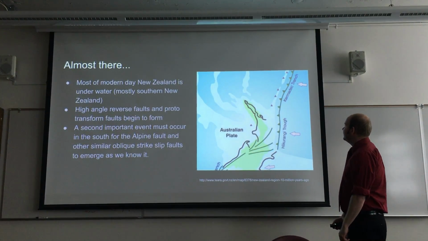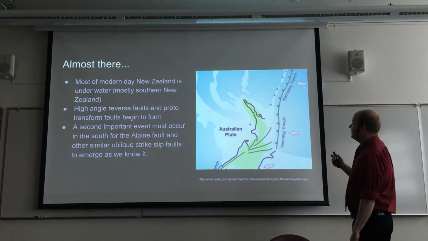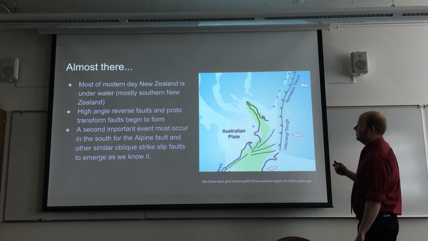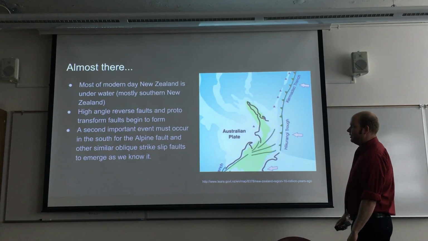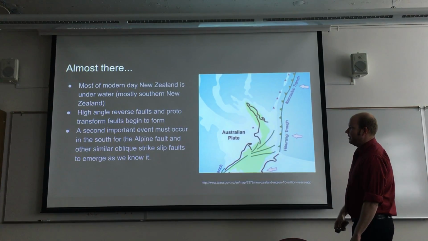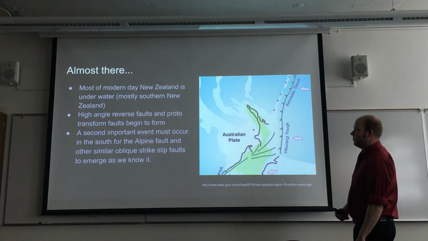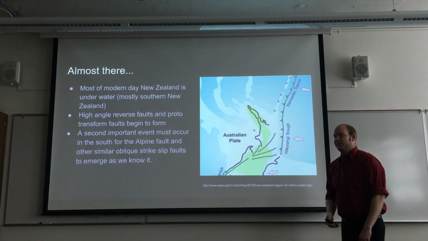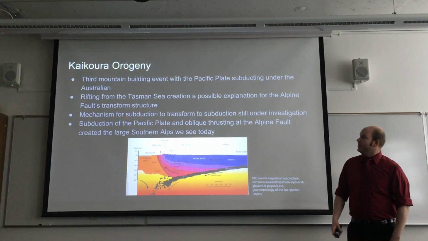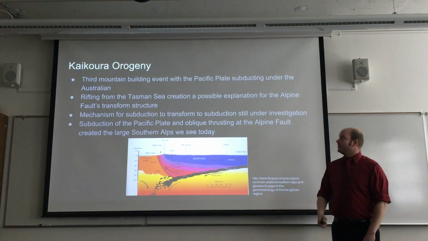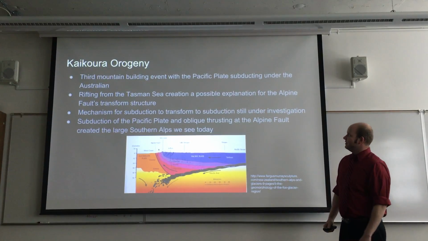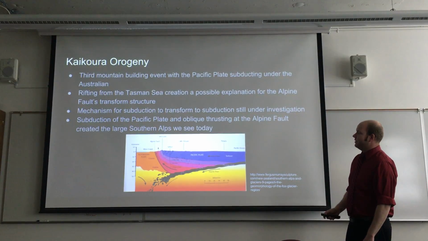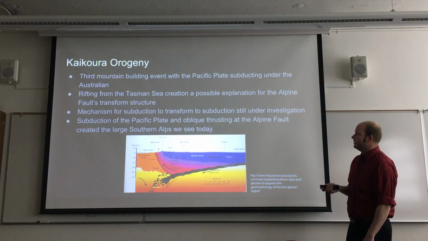So we're almost there to present day New Zealand. We have the Pacific plate starting to subduct underneath New Zealand and the Australian plate over here. High angle reverse faults and proto-transform faults begin to form, but we need a second important event to occur so the Alpine fault and other similar strike-slip faults can emerge as we know them today. This event is the Kaikoura orogeny. It's the third mountain building event after the Tahu and the Rangitata. This has the Pacific plate subducting underneath the Australian plate, as you can see in this figure here.